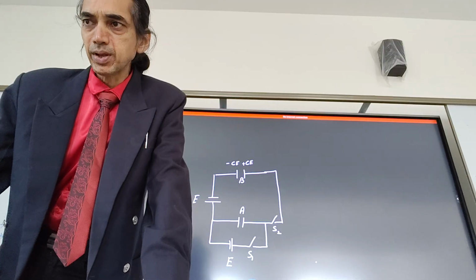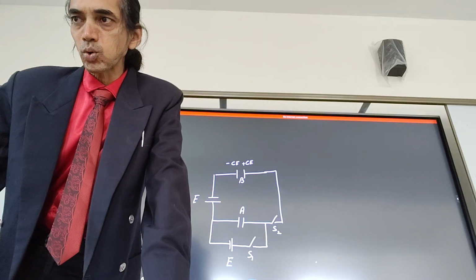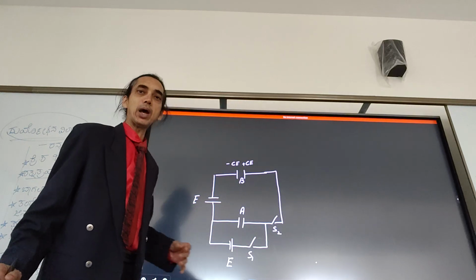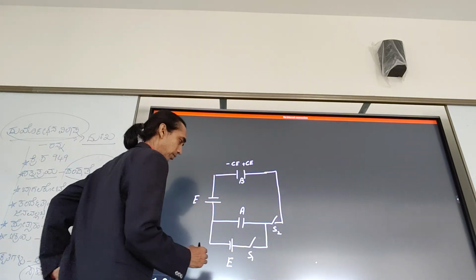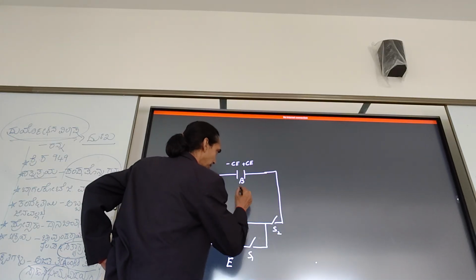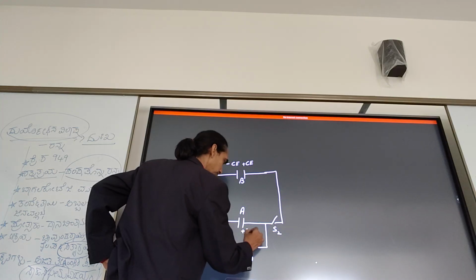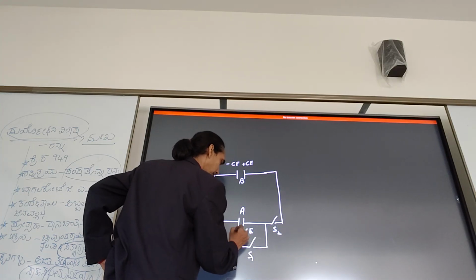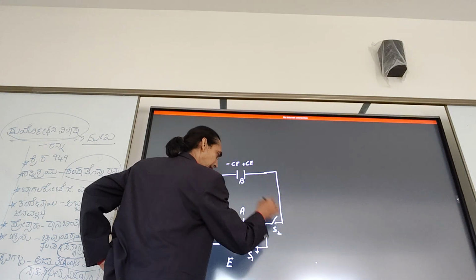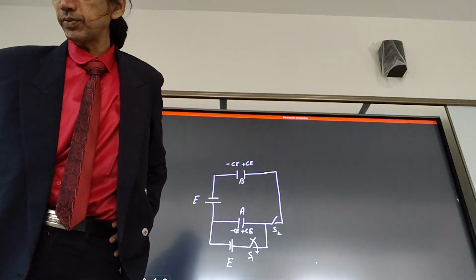So what will happen when you go for the process in which switch S1 is closed and S2 remains open? You close S1 with S2 open. What will happen to the capacitor? With the same capacitance, what is to happen over here? It will become plus of CE, and this will become negative of CE. This is when you have closed S1 and S2 is open. So this is what we see in the first part of the cycle.